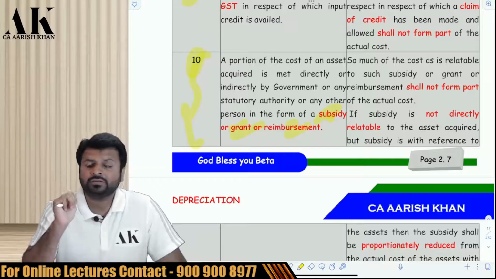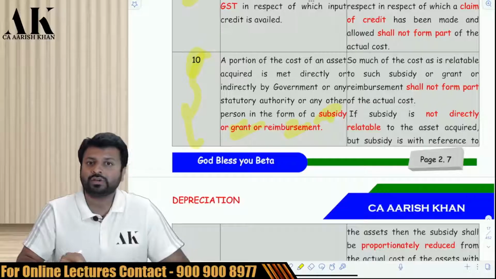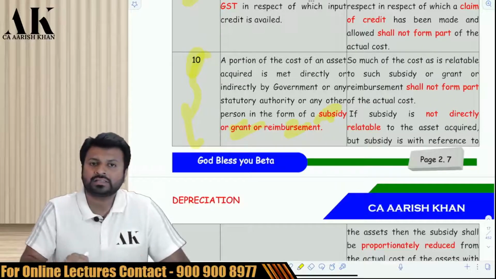Subsidy and grant. Waiver is not written. Secondly, can it be directly taxed as income? No, it cannot be directly taxed as income because it's not a revenue receipt. It's a capital receipt. What is chargeable under PGBP is revenue receipts and not capital receipts.